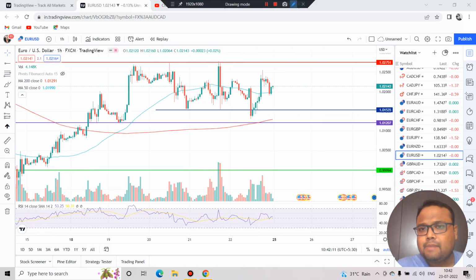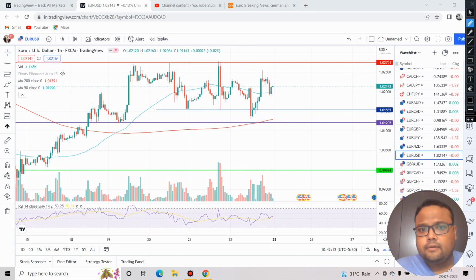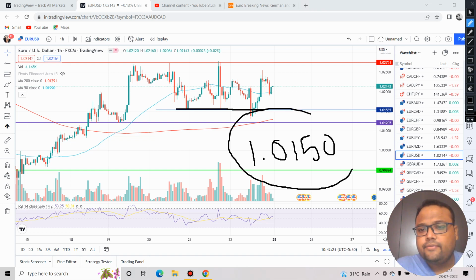And in case the market starts coming down, then the first support for Euro USD will be 1.0150. This is the first support for Euro USD, where you can expect Euro USD to take a reversal and you can go for a buy.